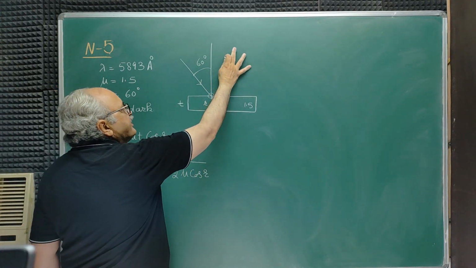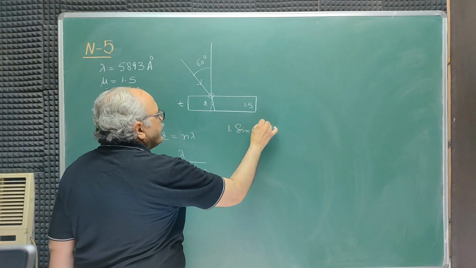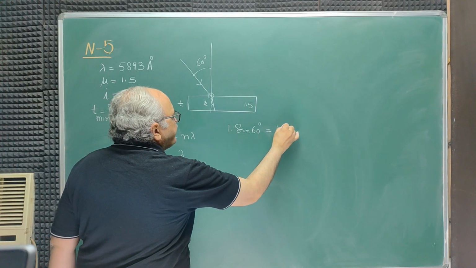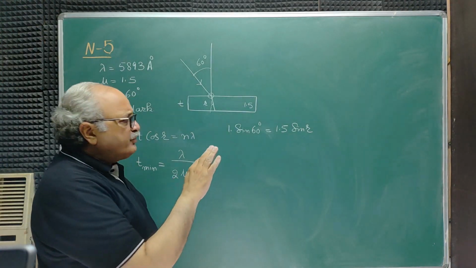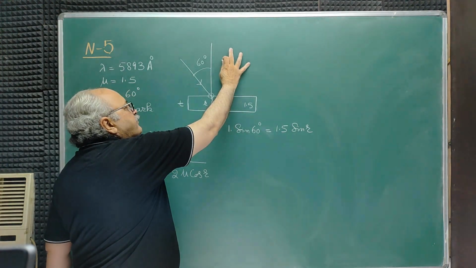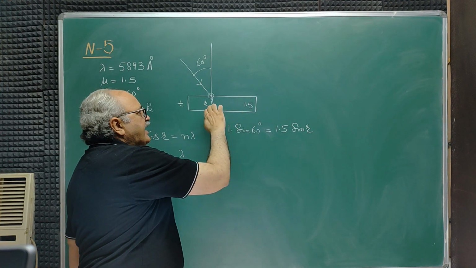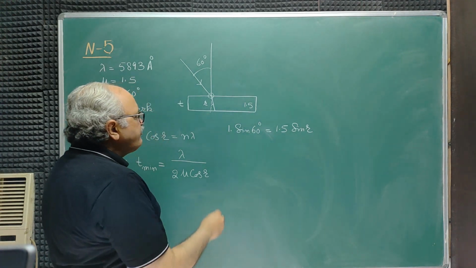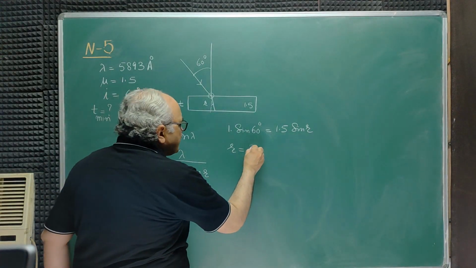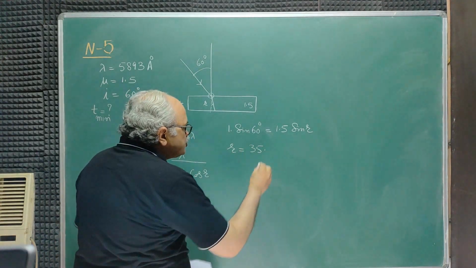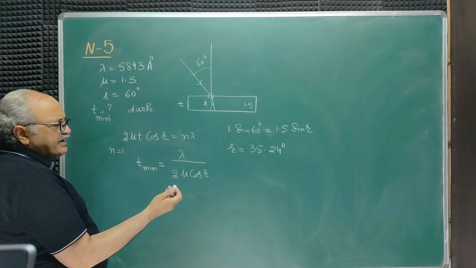By Snell's law, in this medium the refractive index is 1, so sine of 60 degree must be equal to 1.5 sine of r. This is the best way of using Snell's law: the refractive index of one medium and the angle in that medium, with the refractive index of the other medium and the angle in that medium. If you calculate, you will find that the angle of refraction comes out to be 35.24 degree. Once this is known to you, T minimum can be easily calculated.